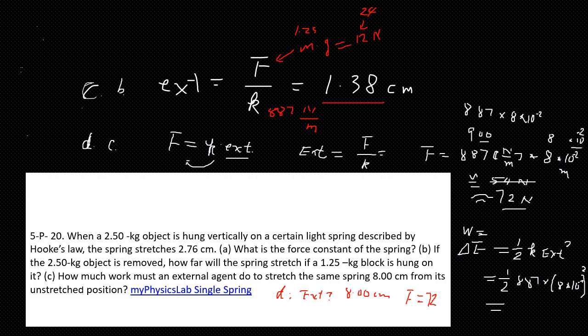That's all counted right, but then the work done is this expression. So I leave the math to you. Multiply 877 and 8 times 10 to the -2 together, squared. All right, that ends this question.